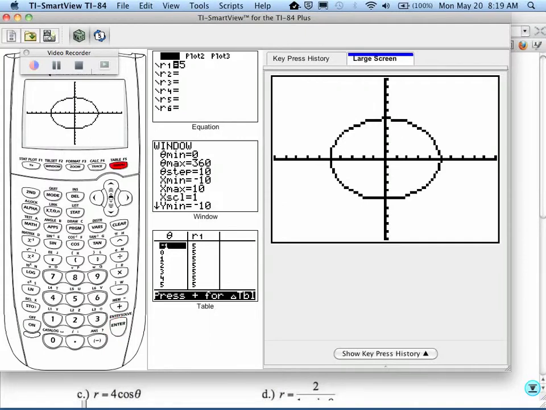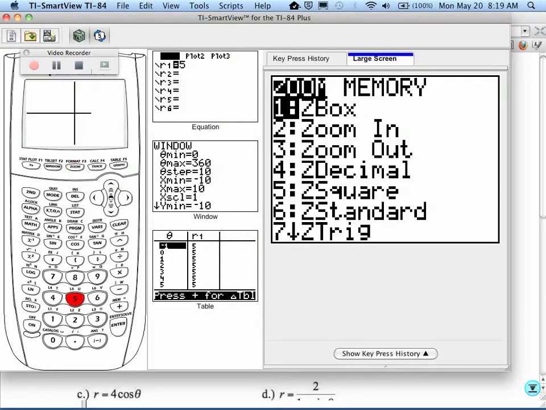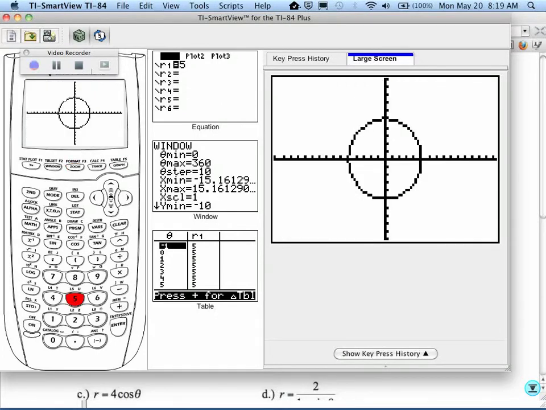Now it looks more elliptical because of our screens. We have kind of a wide angle screen, so if you wanted to, you can hit zoom square to kind of square up the window and it'll make it more circular. But this is really our third mode on the calculator for this exam. You'll use function mode, parametric mode, and the polar mode. I'm getting an invalid.